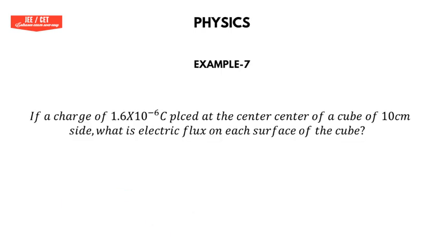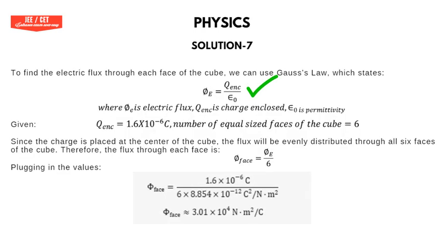In example 7, a charge of 1.6 10 to the power minus 7 coulomb is placed at the center of a cube. What is the electric flux on each surface of the cube? To find the electric flux through each face of the cube, we can use Gauss's law, which states that electric flux equals total charge enclosed divided by permittivity of the space. In this example, charge enclosed equals Q equal to 1.6 10 to the power minus 6 coulomb.